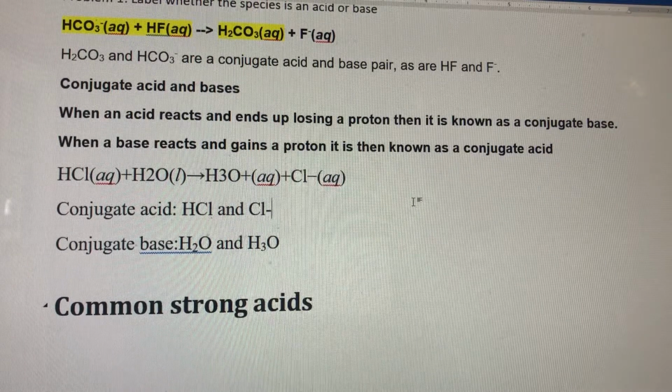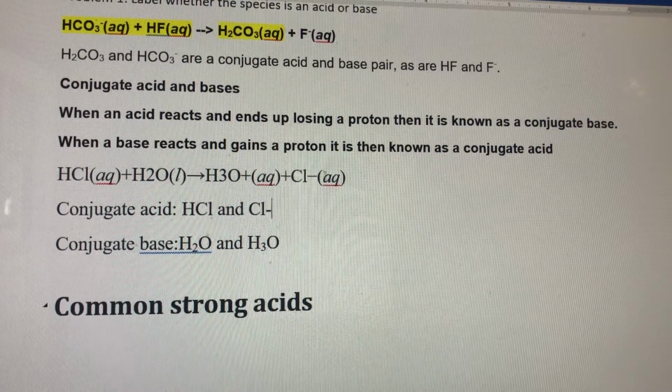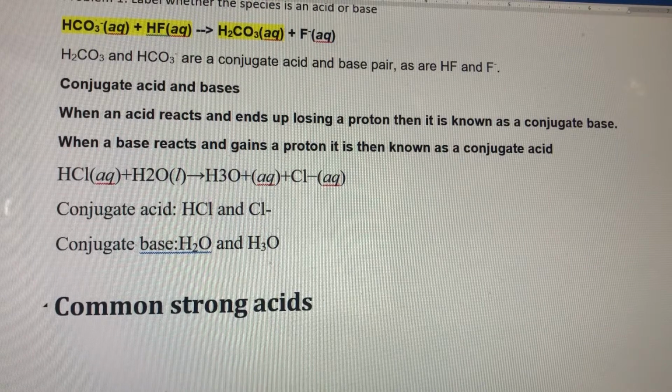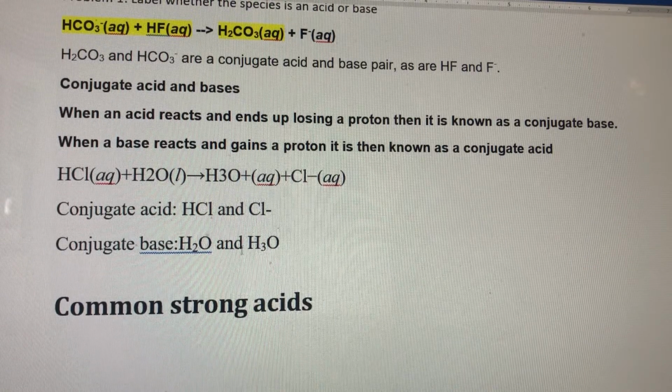So here we have another equation, and here we can see that the HCl and the Cl minus, those are going to be our acids, and these are going to be our bases. So this is just another quick example of how it is.